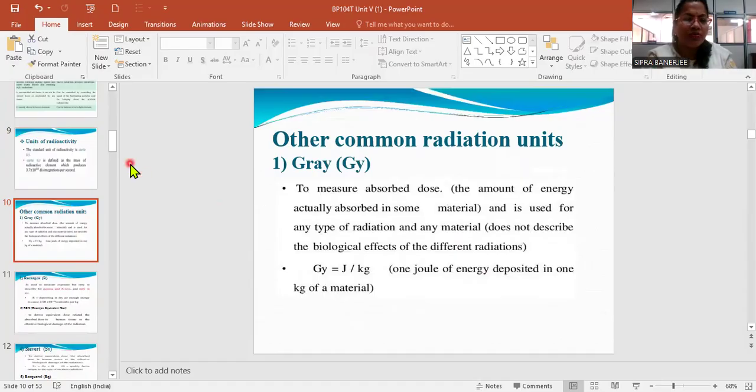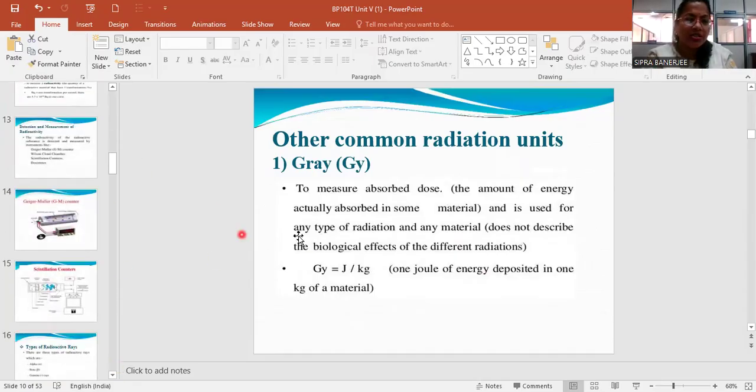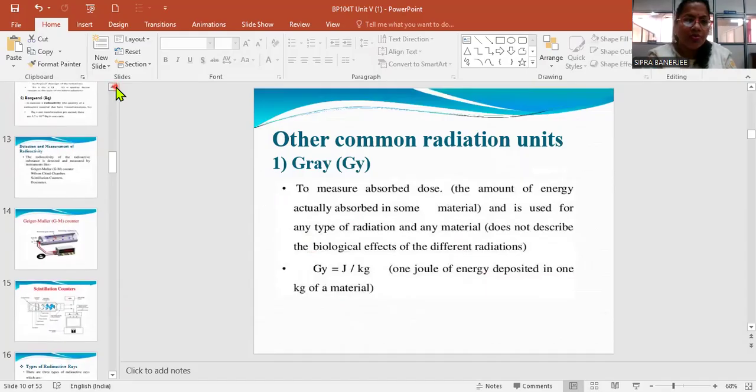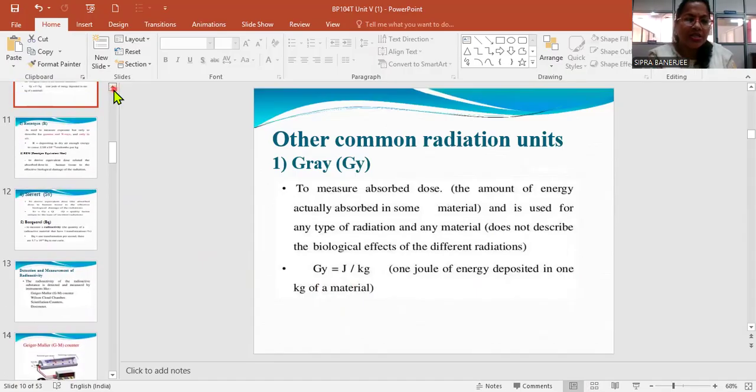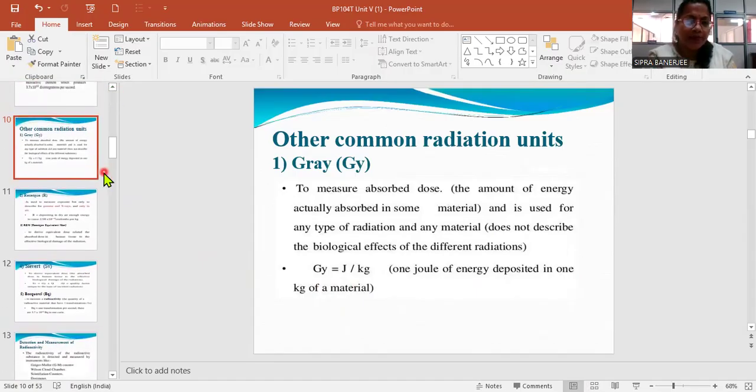Now, another common unit of radioactivity is the gray, known as Gy. It measures the absorbed dose, the amount of energy actually absorbed in a material, and it is used for any type of radiation and any material. It does not describe the biological effects of the different radiation. It is given by Gy equals joule per kg, that is, 1 joule of energy deposited in 1 kg of the material.